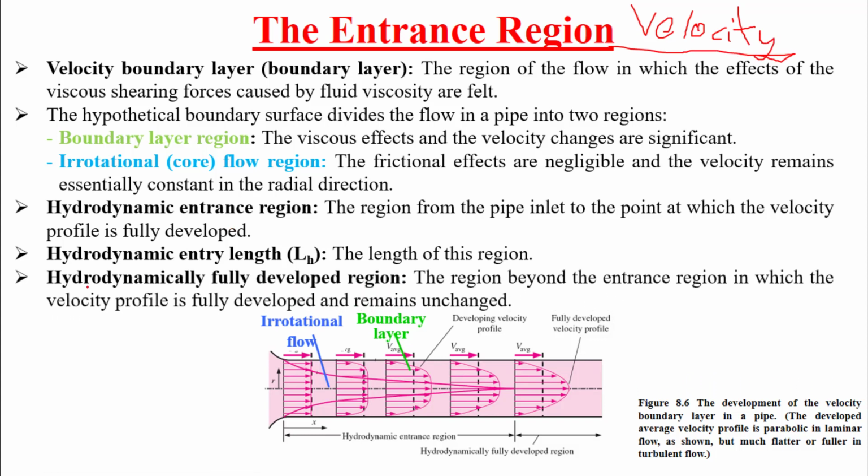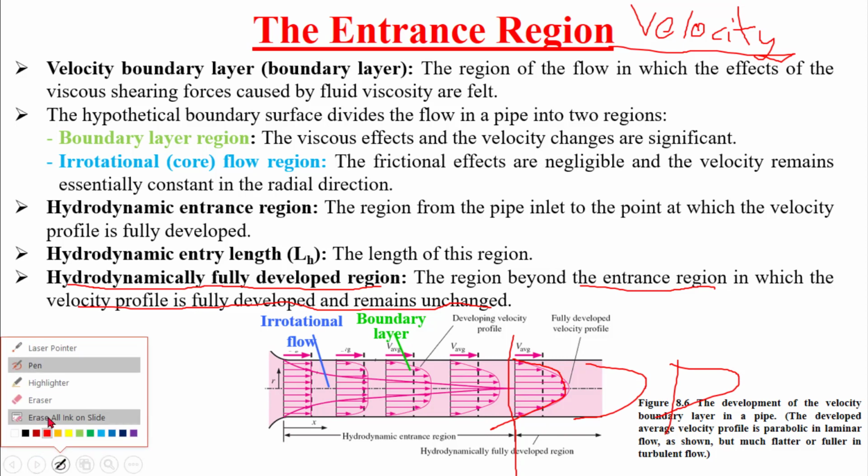Another definition: hydrodynamically fully developed region. This is the region beyond the entrance region, which starts from here, in which the velocity profile is fully developed and remains unchanged. As I mentioned, the velocity profile repeats itself. It will never change.